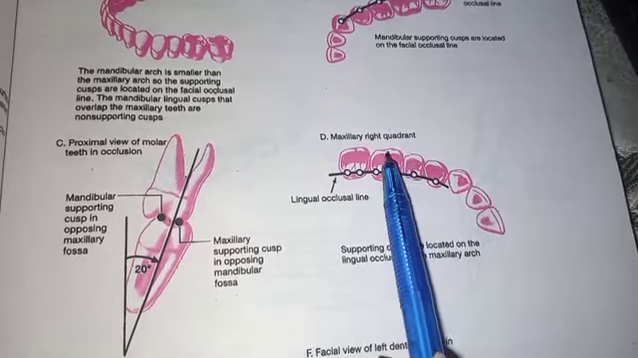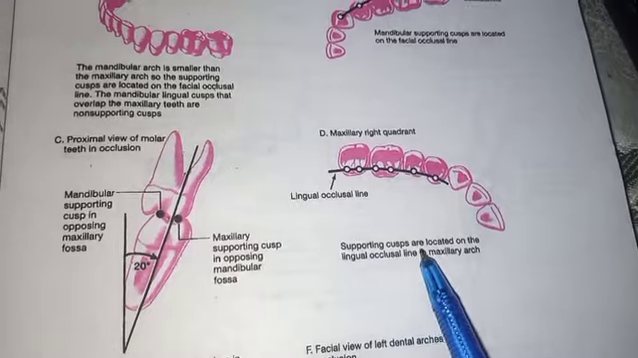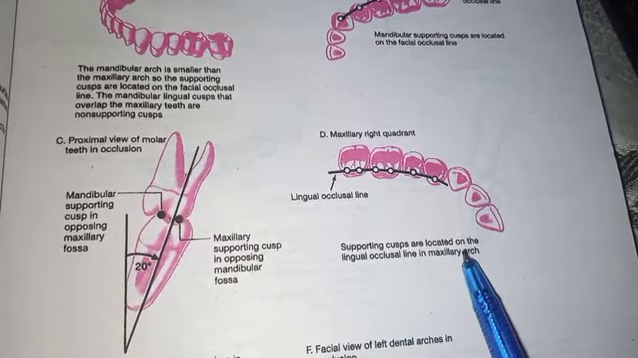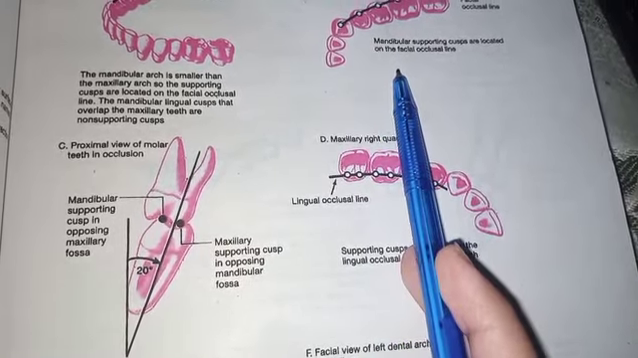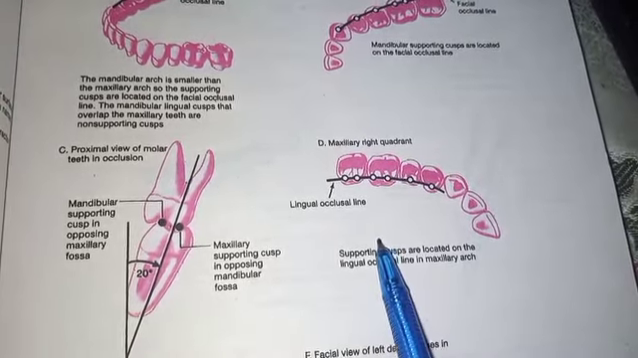Okay, you can see this maxillary right quadrant which actually has a lingual occlusal line. Supporting cusps are located on the lingual occlusal line in maxillary. Here it was actually facial or labial, you can say, and here it is actually the opposite, lingual side.